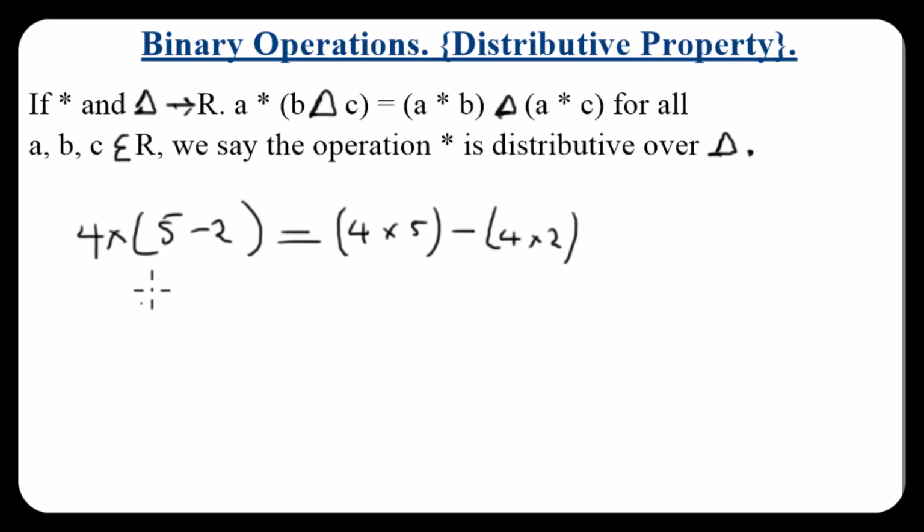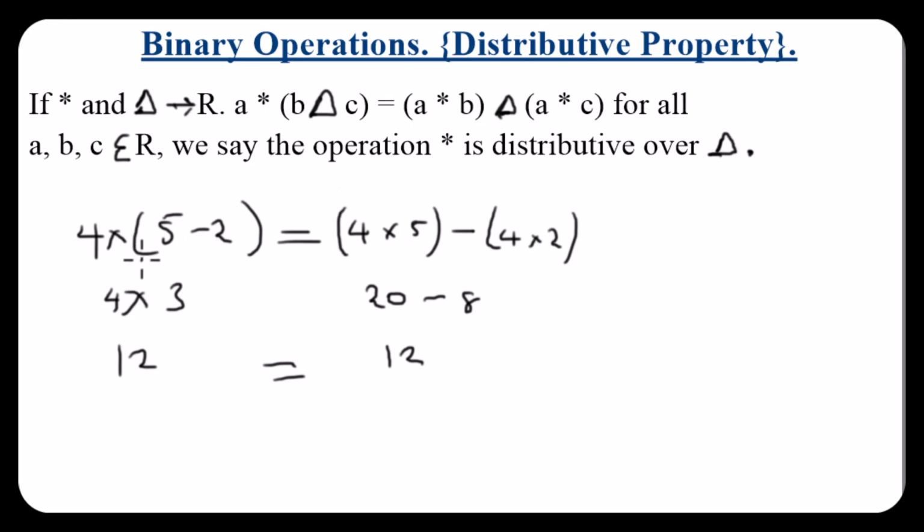Let's look at this. Let's solve the left hand side. 5 minus 2 gives us 3, and 4 times 3 gives us 12. Now let's see the expression on the right hand side and see whether we get the same thing. 4 times 5 gives us 20, minus 4 times 2 gives us 8. And 20 minus 8 again gives us 12. So what can we say? 12 equals 12. So we can also say that for the set of real numbers, multiplication is distributive over subtraction.